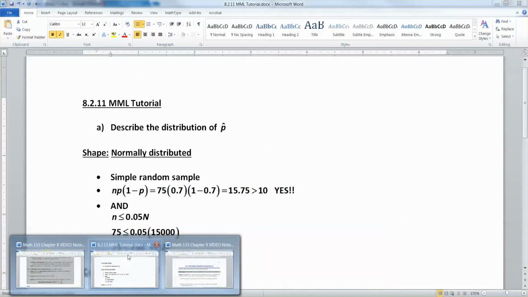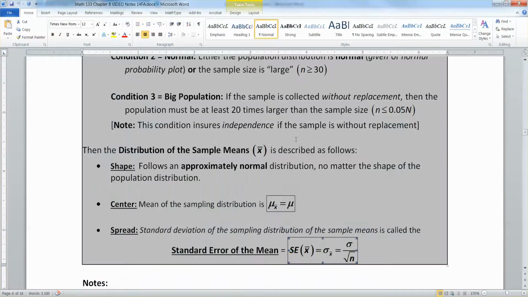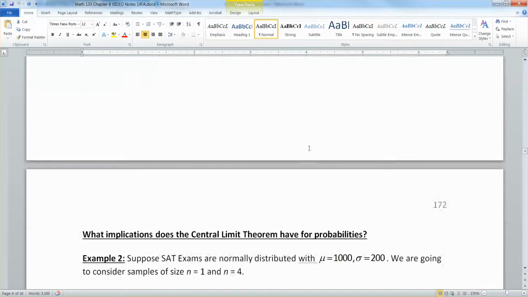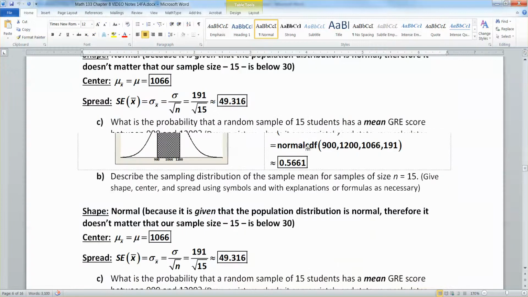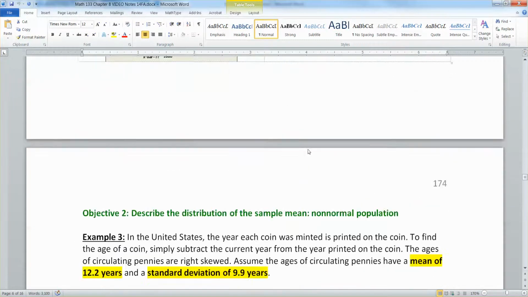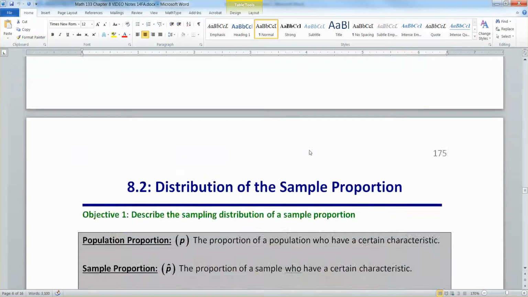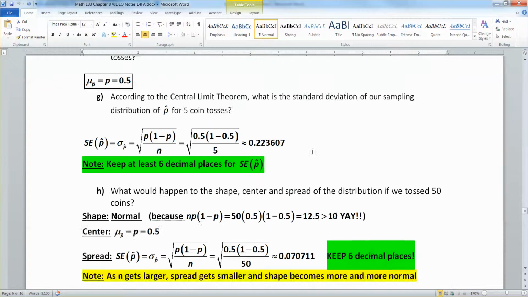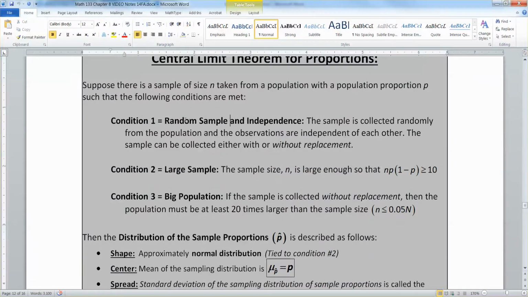Let me pull up the notes real quick for chapter 8. This is particularly section 8.2, so I'm going to go to the central limit theorem for proportions. If I can get my computer screen to scroll through it. There we go, right there. So it has to be a random sample. Great. Then I have to show n times p times 1 minus p is greater than 10. So that's what I'm trying to do right now.